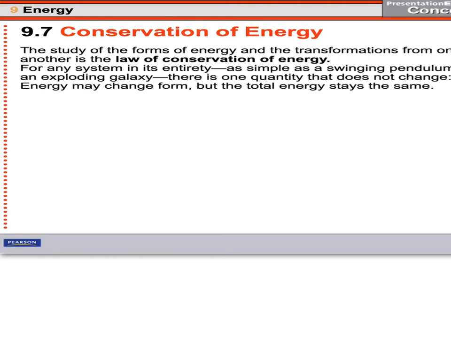The study of the forms of energy and the transformations from one form into another is the law of conservation of energy, for any system in its entirety. As simple as a swinging pendulum or as complex as an exploding galaxy, there is one quantity that does not change, which is energy. Energy may change forms, but the total energy stays the same.